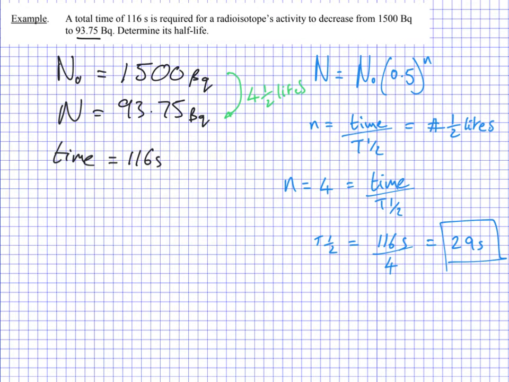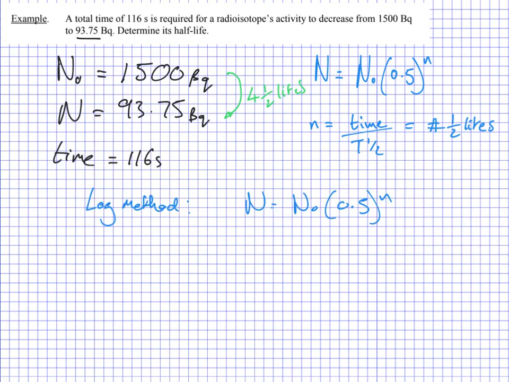And to go from the original activity amount to the new activity amount, you need to have 4 half-lives that have passed, and that's equivalent to the 116 seconds. Okay, that's a guess and check way of doing it, and for physics study, perfect. If you want to know a little bit more for the IB guys, you're going to want to do your logarithm stuff. So here's how we would do that.